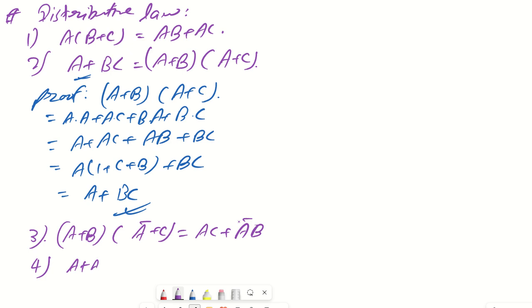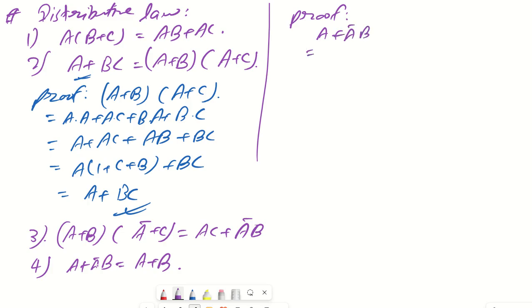So a plus a bar b is going to be equal to a plus b. Okay, if you want you can very quickly do that. Let us say we'll prove it immediately. What will be a plus a bar b? This is nothing but (a plus a bar) into (a plus b), because just now we saw that a plus bc is (a plus b) into (a plus c), right? Now a plus a bar is 1, so it is going to be just 1 multiplied by (a plus b), and 1 into anything is a plus b. Okay.